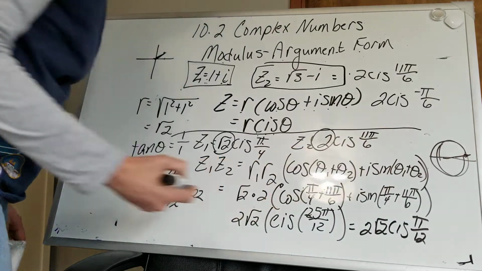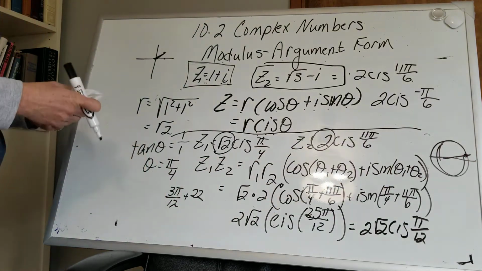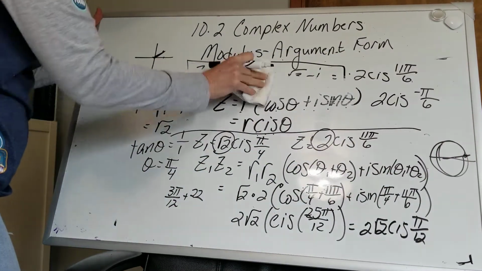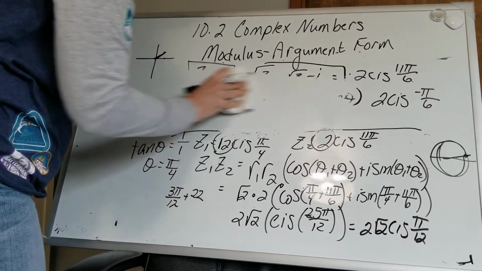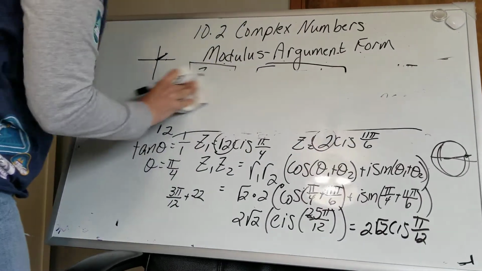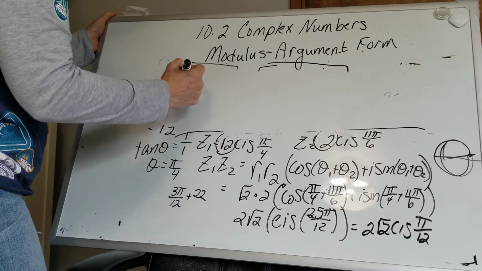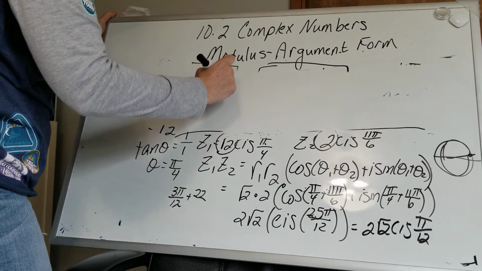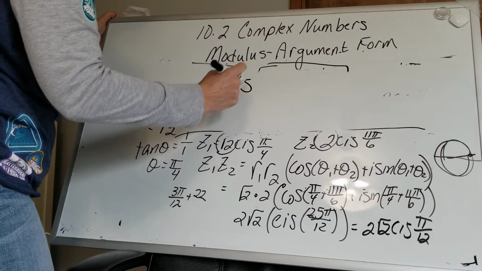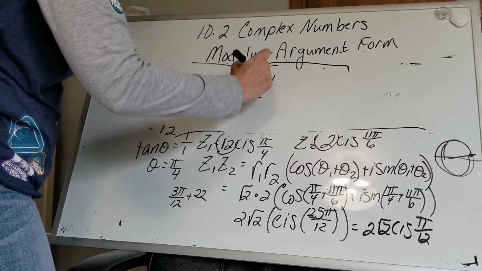Now I want to show you if we had written, instead of 11 pi over 6, the alternative, which was negative pi over 6, so I'm going to just use the cis notation for right now.